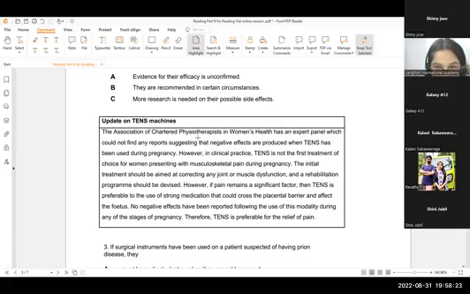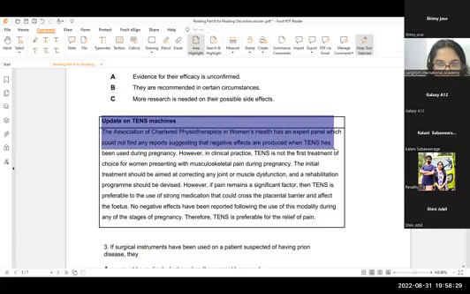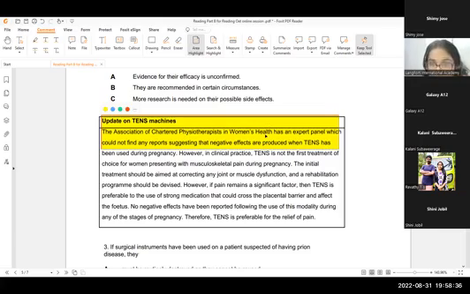Right, that's it. Adira, can you read the heading and the first sentence for me? Update on TENS machines. The Association of Chartered Physiotherapists in Women's Health has an expert panel which could not find any reports suggesting that negative effects are produced when the TENS has been used during pregnancy.